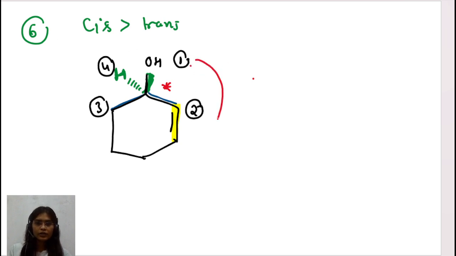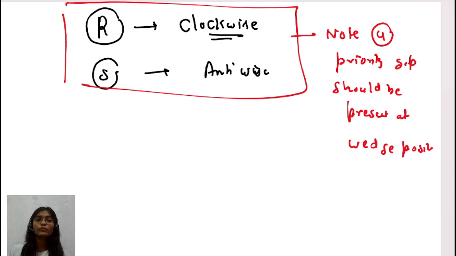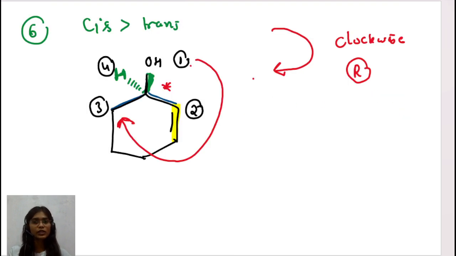So how about the rotation? Look at this 1, 2, and 3. When you rotate the molecule, we are not going to assume any fourth group is present. Just simply go from 1, 2, and 3. Is it clockwise or anti-clockwise? Think about how the clock rotates. So this is clockwise direction. It means it is going to be R. Yes, but there is a catch: the fourth priority group should be at the wedge position. So check it. Is it wedge? Yes, this is wedge. So R is going to be the correct answer here.